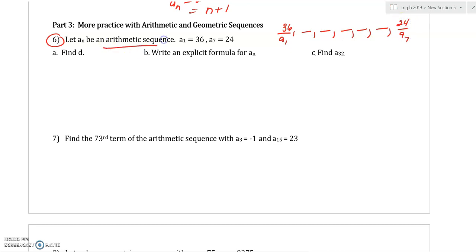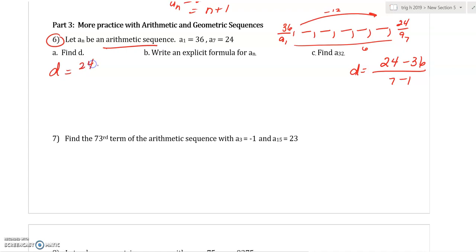So if it's arithmetic, there's some common difference. So isn't it true that if I do 24 minus 36, that means that I'm subtracting, right? I'm subtracting, let's see, that would be 12. However, it takes 6 steps to do it because 7 minus 1 is 6. So that's how we could figure out the D. 24 minus 36 over 7 minus 1, that means our D is negative 12 over 6, negative 2.